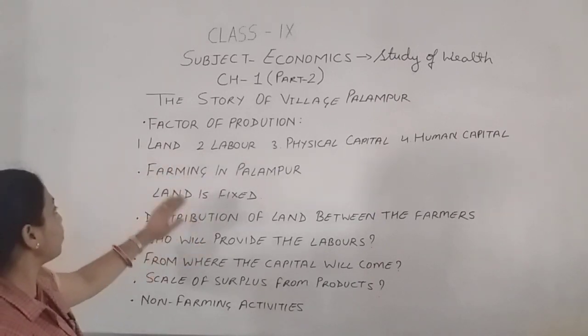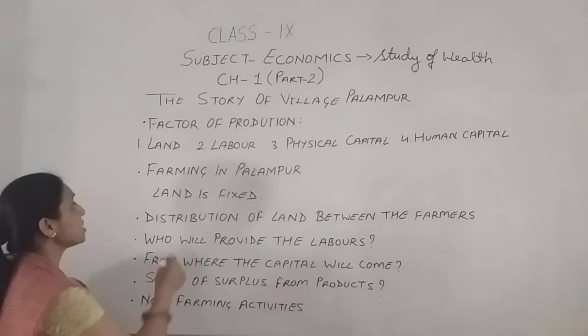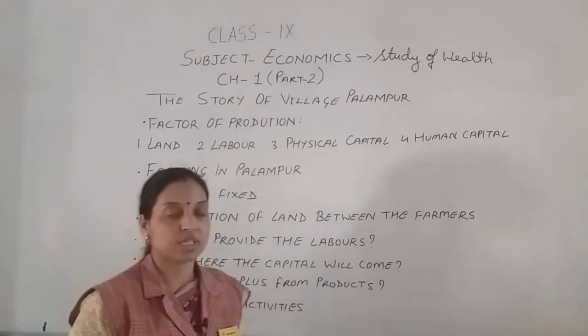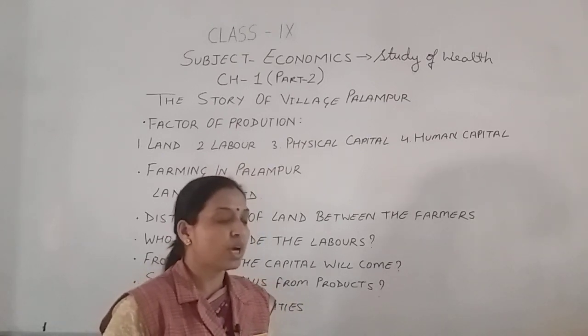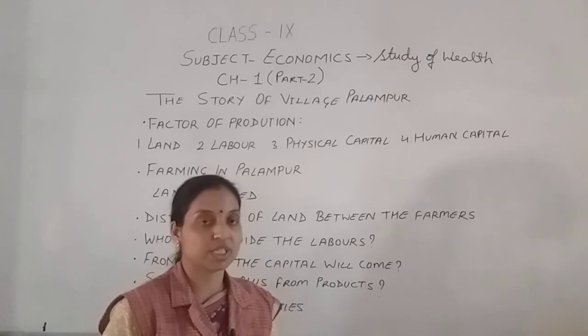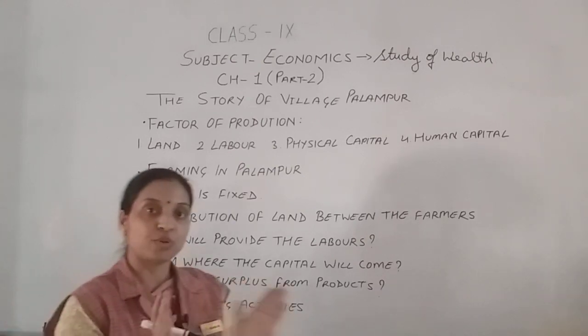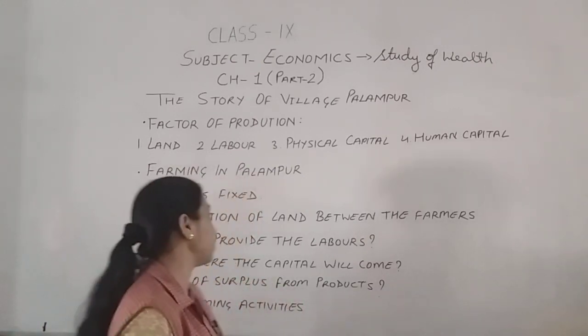In this chapter we have to wind up this also, farming in Palampur. Here it tells about farming in Palampur. Main occupation: because this is a village, the main occupation is agriculture, and around 75% of people of Palampur depend on agriculture work, because it is the main occupation. Accordingly, the land is also distributed among the people of Palampur.